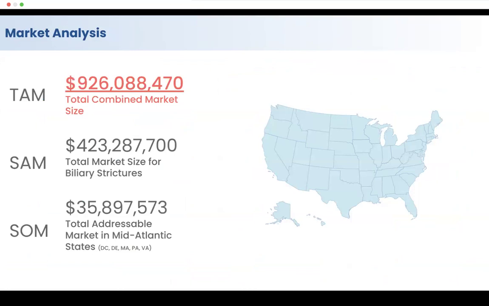The total addressable market of approximately 900 million encompasses all biliary and ureteral strictures performed in the United States. Our serviceable addressable market of approximately 400 million focuses on biliary dilation procedures only of both malignant and iatrogenic causes. The serviceable obtainable market of 36 million targets those treated with percutaneous methods at large academic centers in mid-Atlantic states.